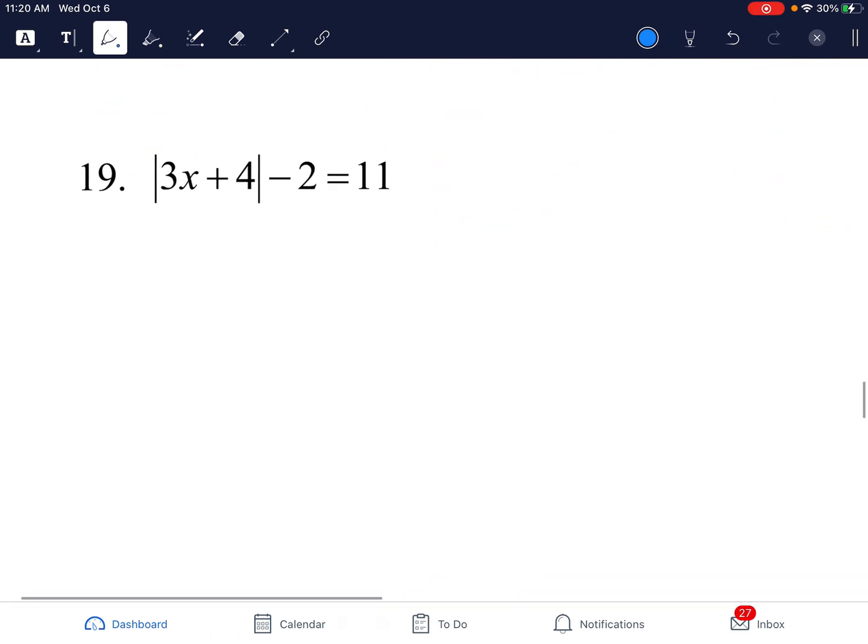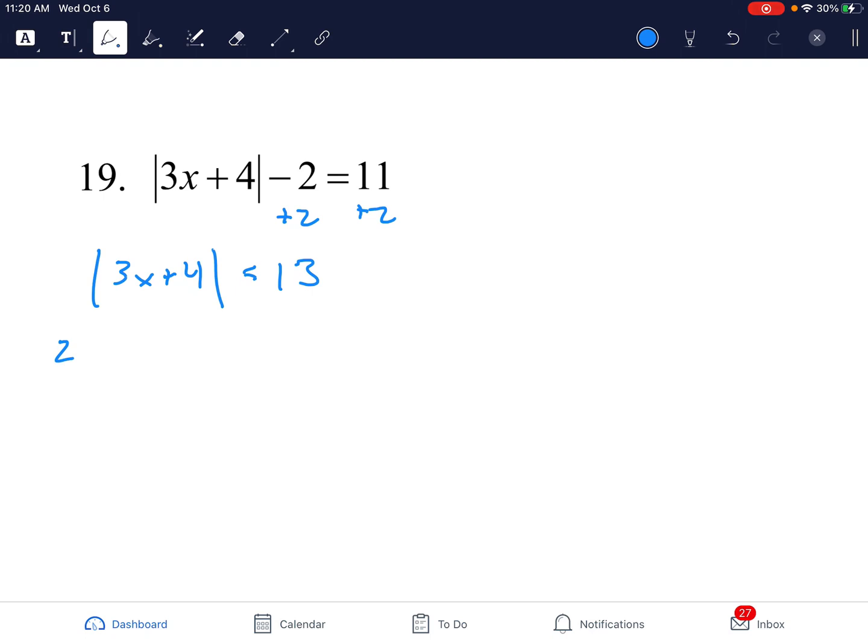Number 19, we have the absolute value equations. Okay, the same idea as the radicals. We have to get the absolute value parts of our equation isolated so that there's nothing being multiplied, divided, added, or subtracted to those brackets. So we're going to add 2. So we have 3x plus 4 equals 13.